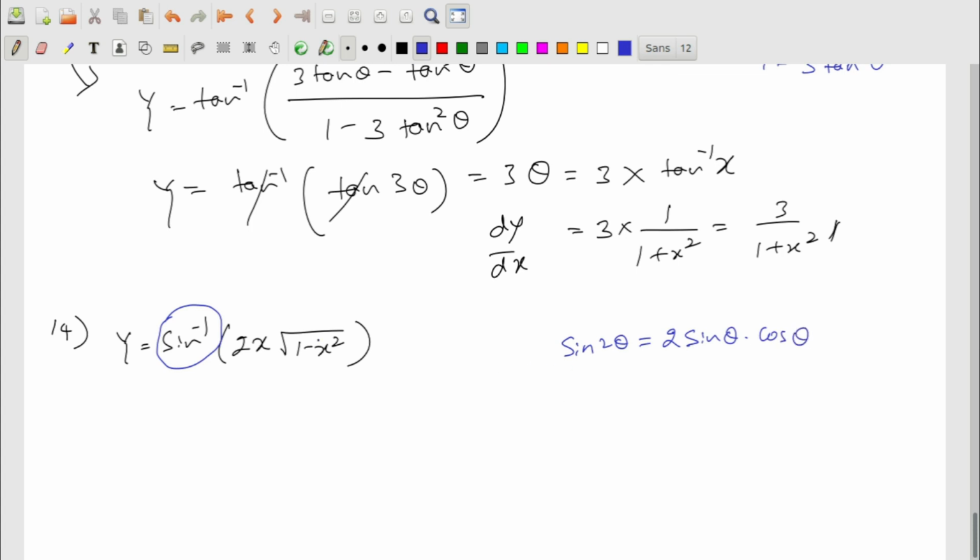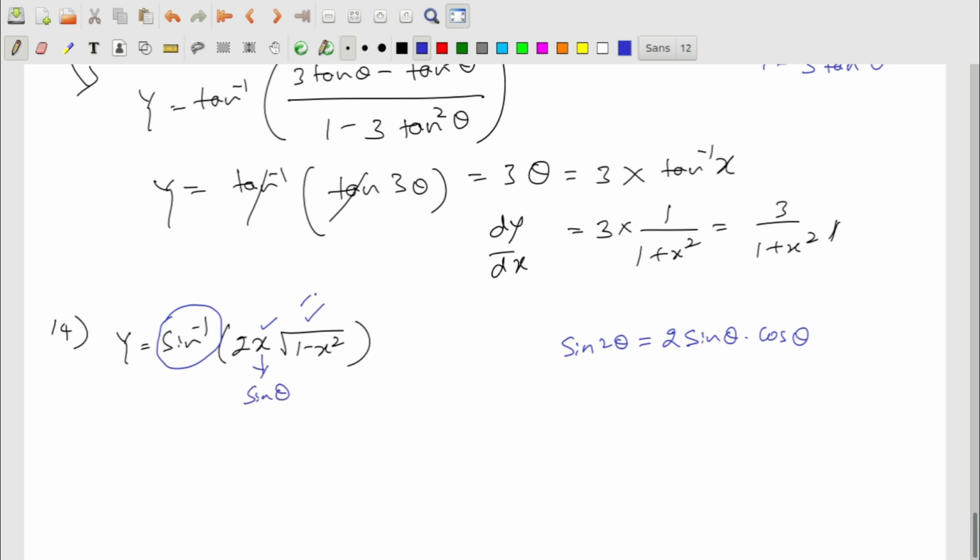Okay, it's not that simple. This is not like just x and then one more term so that you can make a direct substitution. So here we have x and then a root of 1 minus x square, right? Now how can we get this sine theta cos theta from here? One thing is you can directly make a substitution of x is equal to sine theta.